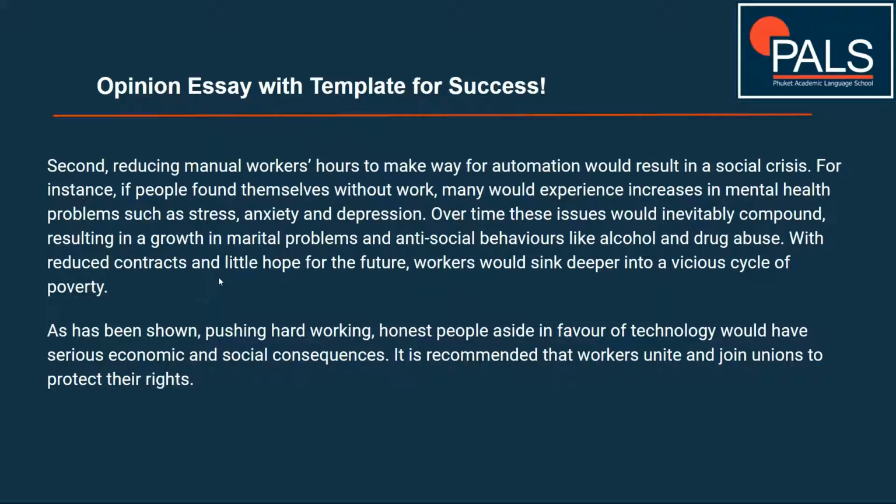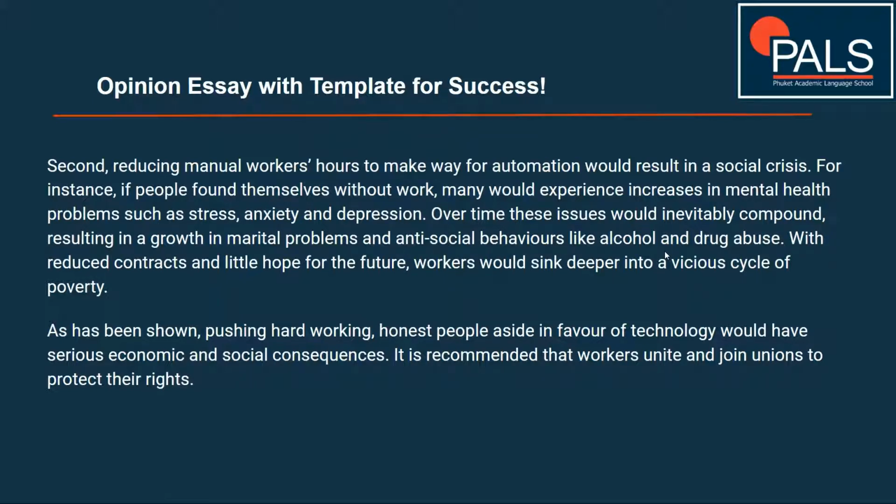There's some very strong vocab in there. Social crisis, vicious cycle of poverty, the inevitable compounding of these problems. So the word choice is clever. The word choice supports very strongly my opinion on this one. Okay. Again, if we start mining here for collocations and lexical chunks, we have manual worker. Well, that was in the question anyway, but social crisis, we have mental health problems, marital problems, antisocial behavior, vicious cycle of poverty. So loads of good high-level vocab in there to get you the points.